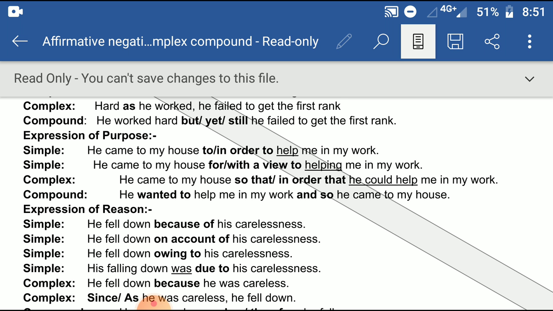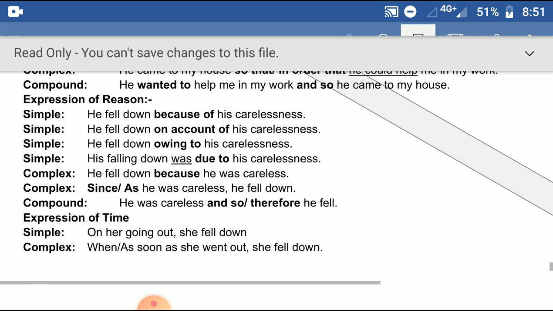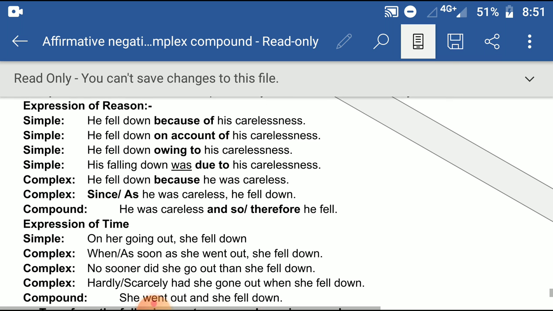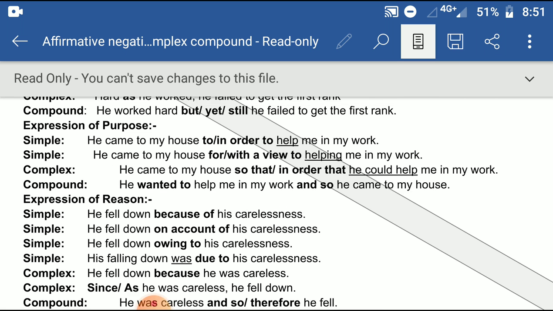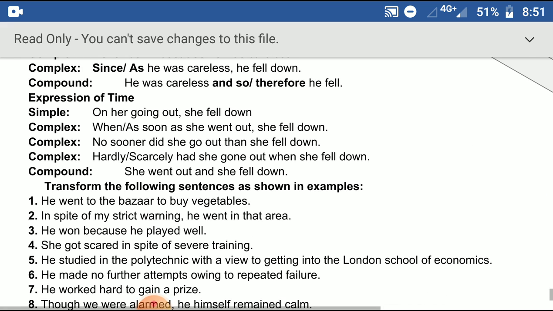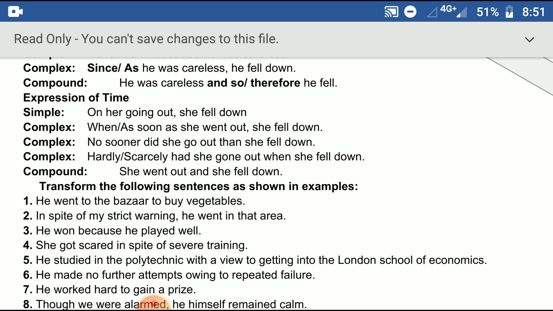He came to my house to, or in order to, help me in my work. Instead of that, here what is given? It is given that he went to the bazaar to buy vegetables, or in order to buy vegetables. Then if we want to use for or with a view to, the sentence will be: he went to the bazaar for or with a view to. With a view to or for is always followed by a present participle, that is the ing form of the verb. He went to the bazaar for or with a view to buying vegetables.